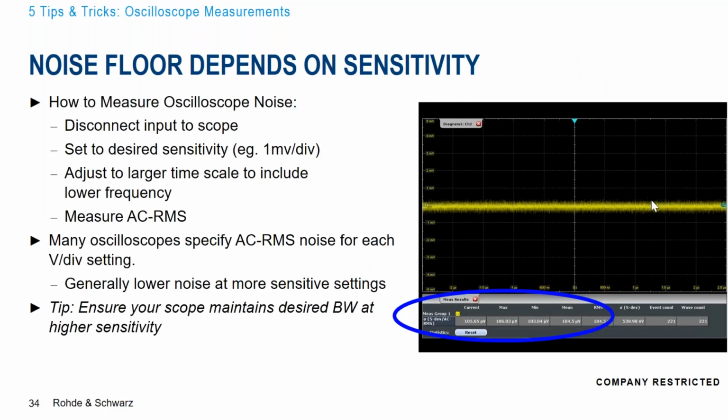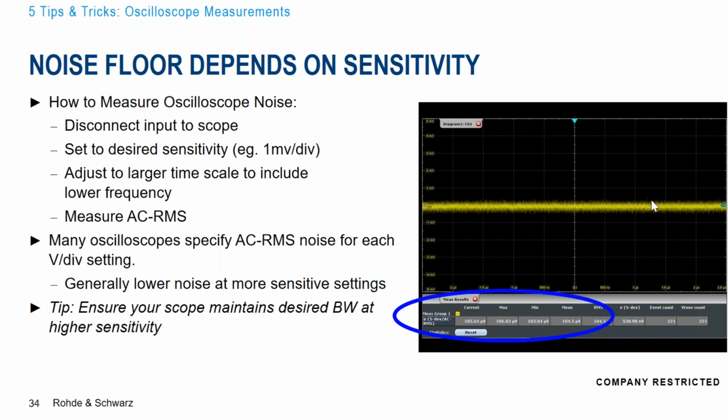Your noise floor depends on your sensitivity. This is included in the slides. It's something you can do at home on any oscilloscope that you might have. It requires no probes, nothing hooked up. You disconnect all inputs to the scope, and you select a small volts per division. In this case, 1 millivolt per division, perhaps 2 or 3, or whatever the minimum is on your oscilloscope. And then you can go in and measure the AC RMS noise.